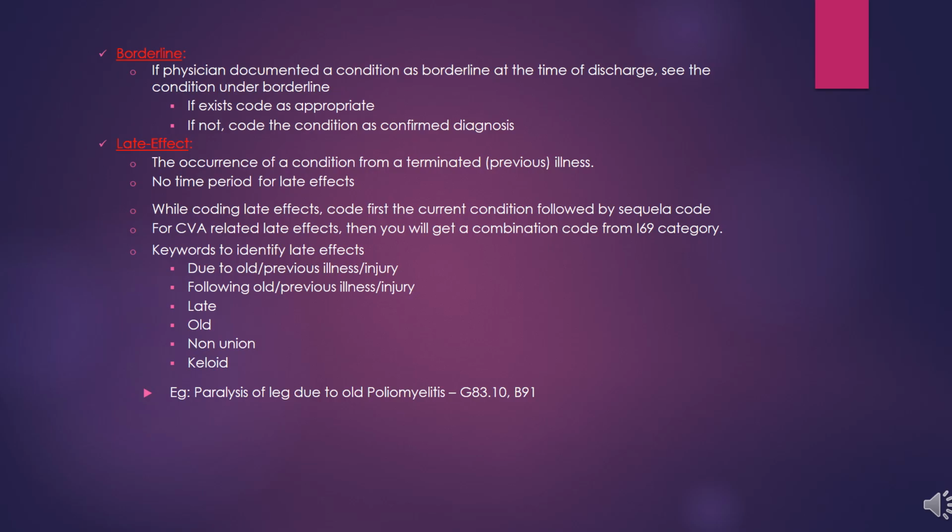Late effect: the occurrence of a condition from a terminated previous illness. There is no time period for late effects. While coding late effects, code first the current condition followed by the sequela code. For CVA related late effects, you will get a combination code from the I69 category. Keywords to identify late effects: due to old previous illness or injury, following old previous illness or injury, late, old, non-union, keloid. Example: paralysis of leg due to old poliomyelitis G83.10, B91.